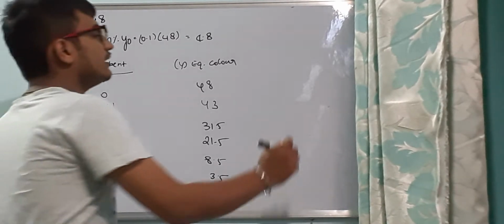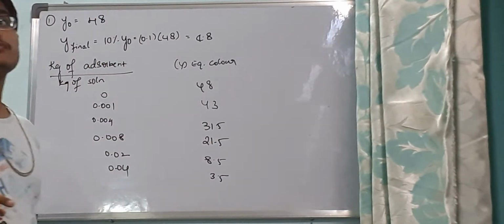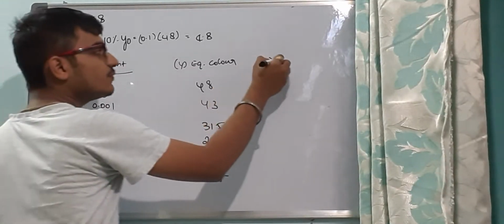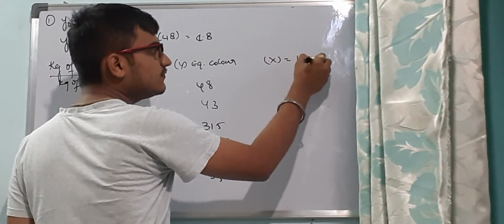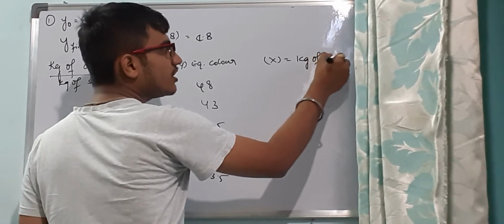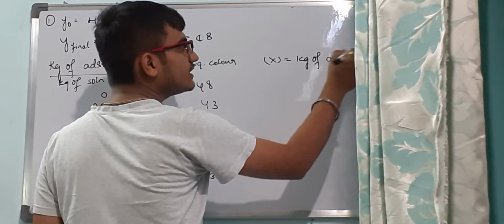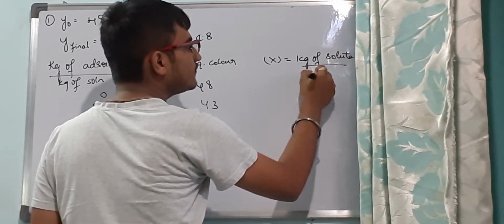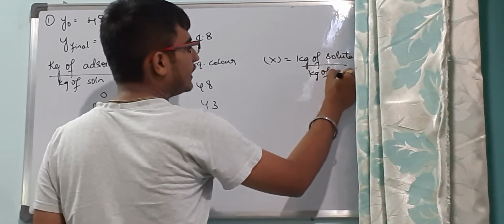Now you have to calculate. He has not given the x value. From the data you can see he has not given x. Why? Because what is x? X is kg of adsorbate, or simply kg of solute, per kg of adsorbent.